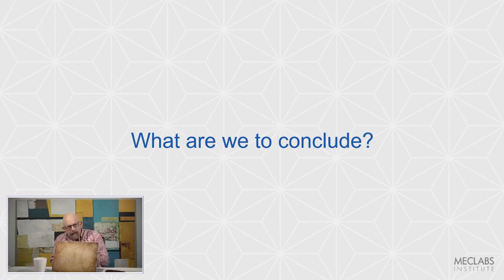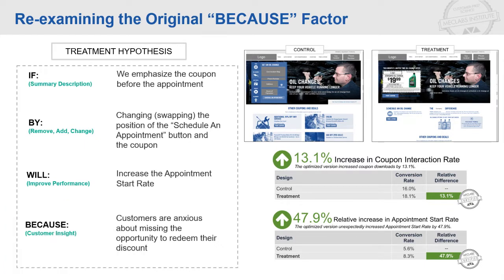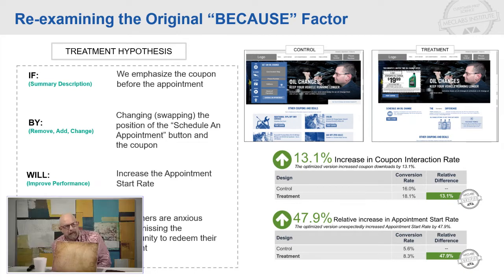Well, let's look at this again in light of the hypothesis. There's the if statement, the by statement, the will statement, and the because statement. And you see the control, the treatment, and the results. In most organizations, this would be a win, but it's not, because the most important item on that page is the because statement. It's not the conversion increase. The truth is, if you knew your customers well enough, you'd maximize conversion. If you knew your customers well enough, your business would be transformed. If you knew your customers better than your competitors, you would have true, sustainable, competitive advantage.